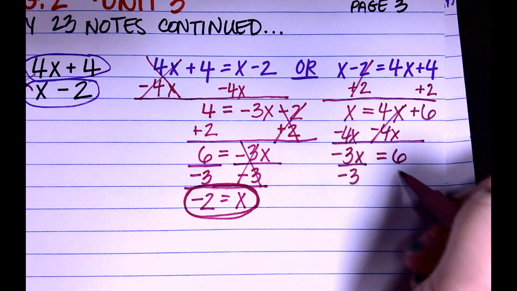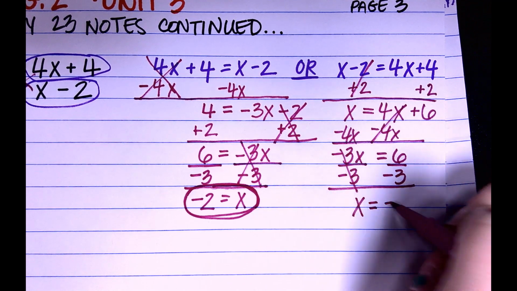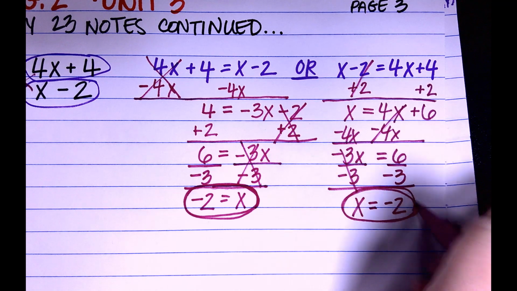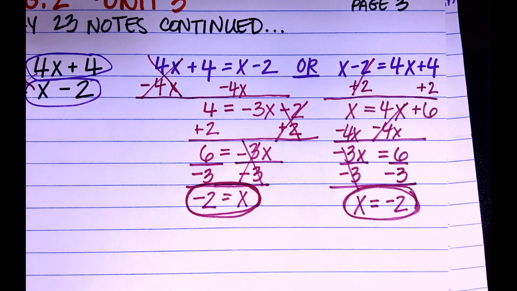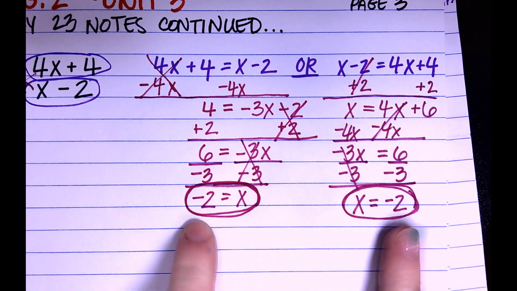Divide by negative 3. Divide by negative 3. I get x equals negative 2. They both work. We get the same answer. It's the exact same steps, just written on a different side. Exact same. So now we have an x value, negative 2.